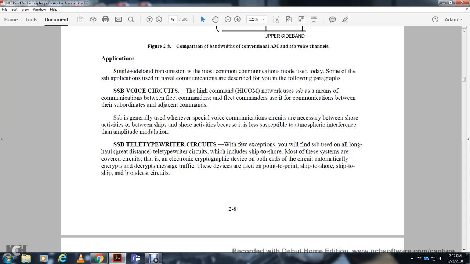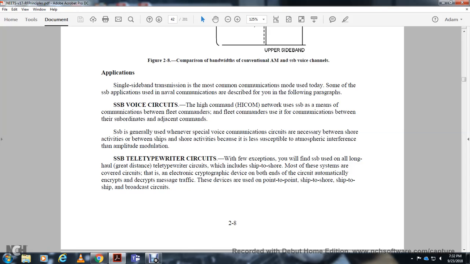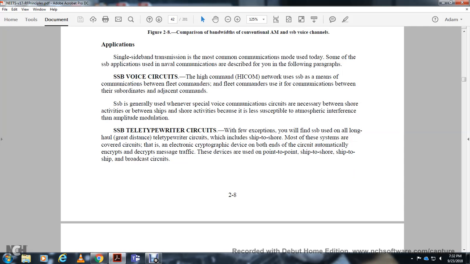Single sideband teletypewriter circuitry, with a few exceptions, you will find single sideband along with the whole of the greater-distance teletypewriter circuits, which include ship-to-shore. Most of these systems are covered circuits with an electronic cryptographic device, so the circuit automatically encrypts and decrypts the message traffic, even in point-to-point, ship-to-shore, ship-to-ship, and broadcast circuits.